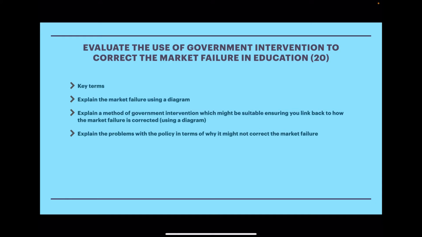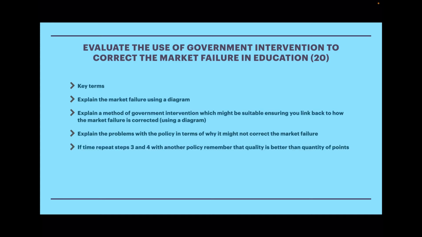Then you say why the policy might not work. So why will it not be successful at correcting the market failure? Now, depending upon how much detail you've gone into, you may want to talk about another policy, but you may find that you've done enough for the policy that you pick as your first policy. The important thing to remember is that quality is more important than quantity. So you're better off doing a lot of detail on one policy than rushing through 2 policies.